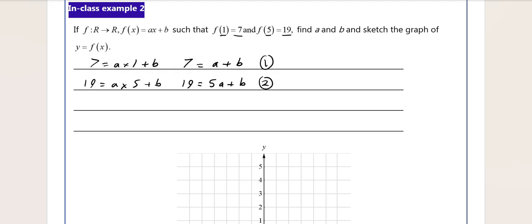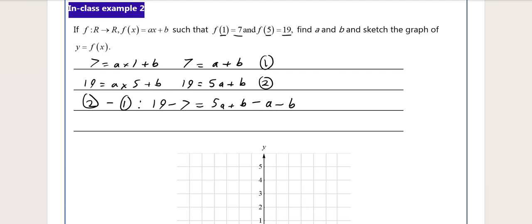So what I can do to get rid of those b's is take the second equation and subtract from it the first equation. Or I could times it by -1 and then add them together, but subtracting will accomplish the same thing. So if I'm taking away equation 1 from equation 2, the left side of my equation is going to be 19 minus 7, one subtract the other. On the right side, I'm going to have 5a plus b, being the right side of equation 2, and then I'm going to subtract from that the right side of equation 1, which is a plus b. So I'm going to subtract a, and I'm going to subtract b.